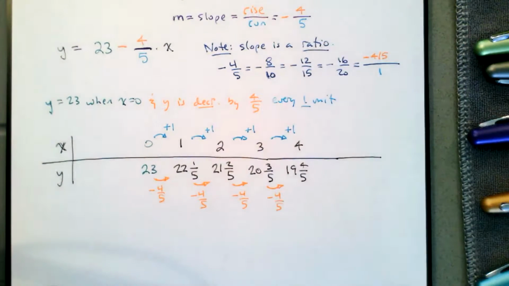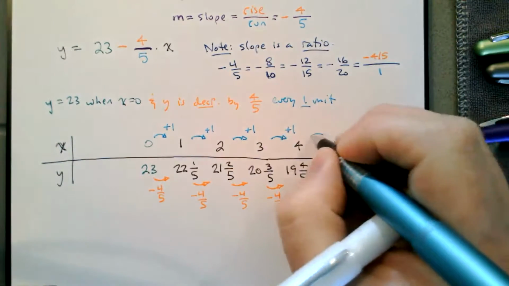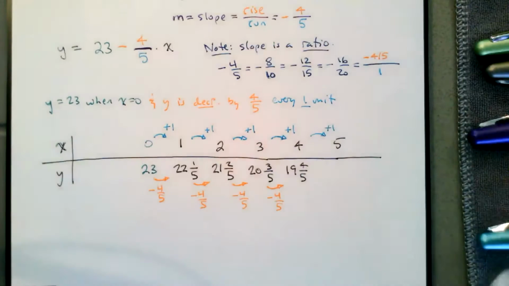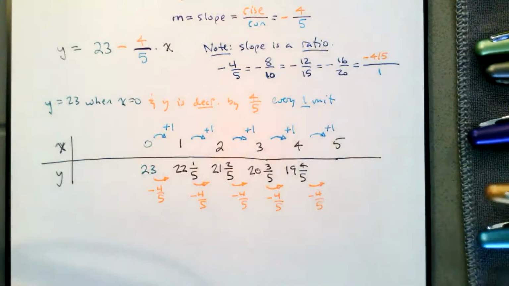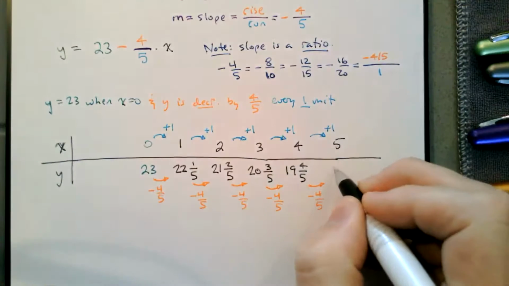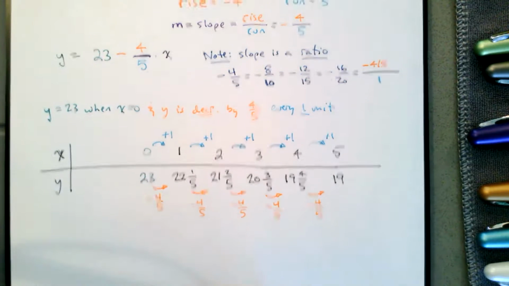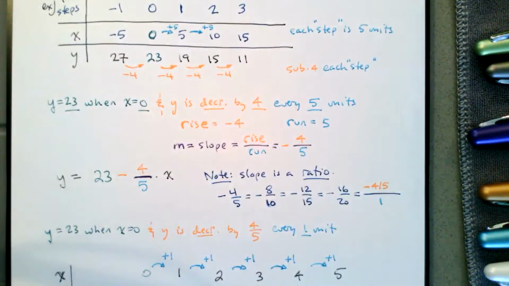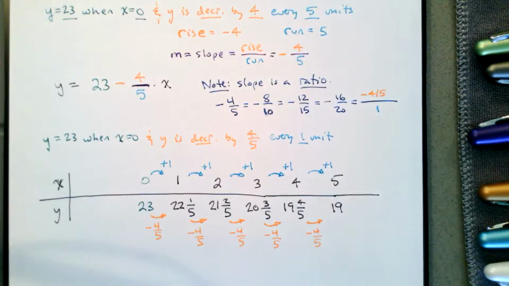And then if I take 1 more step with a step size of 1, I'll subtract another 4/5. 19 and 4/5 minus 4/5 is going to bring us to 19. This is the same place that we were in our original function. Subtracting 4 every 5 units is the same as subtracting 4/5 every 1 unit. This is why we like linear functions so much.